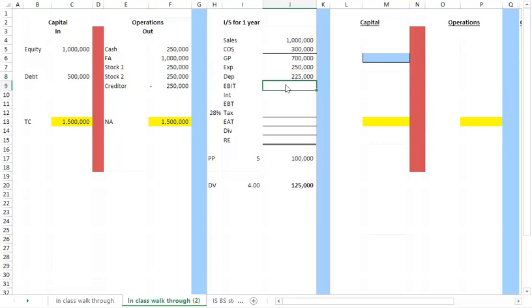Let's work out the profit. Take the 700,000, subtract the expenses, subtract the depreciation. That gets you to 225,000 Rand in operating profits, or EBIT.